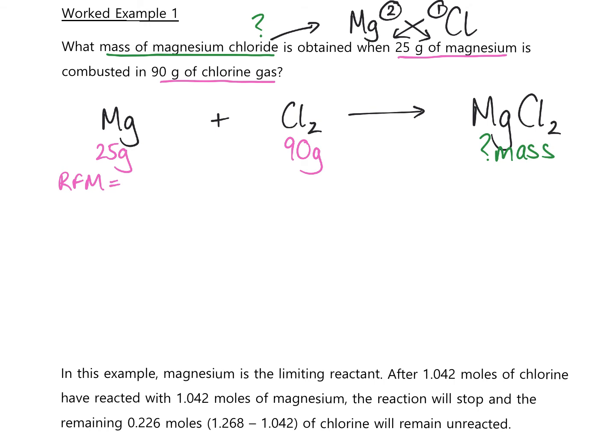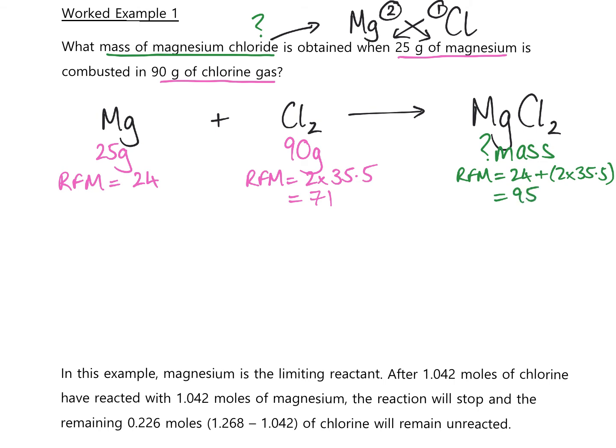So you'll need your periodic table out again today. So RFM of magnesium, it's just 1 atom of magnesium, so that's going to be 24. For chlorine, it's 2 atoms of chlorine, so that's going to be 2 times 35.5, which is 71. And then magnesium chloride is going to be 24 plus 2 times 35.5, and that comes out as 95.